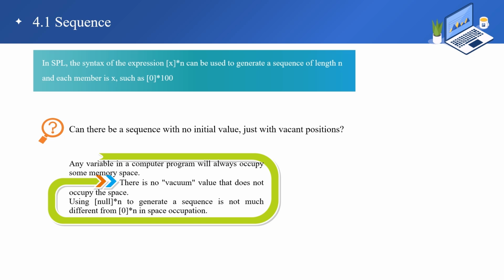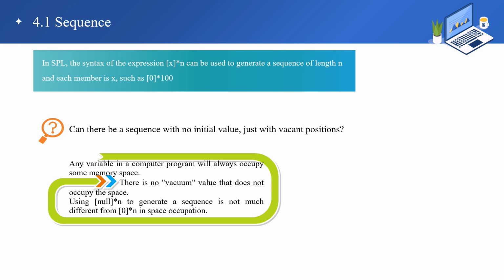The only difference is how to interpret the data according to the variable type. There is no vacuum value that does not occupy space. The null value we usually talk about, that is, null, is also a data type. It also takes up some storage space.